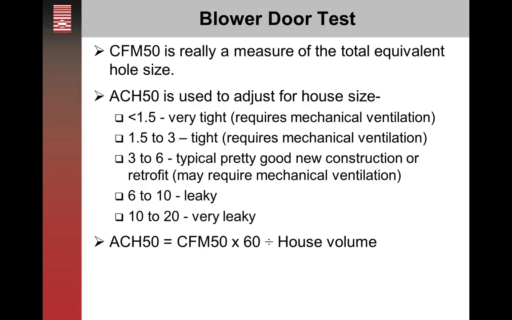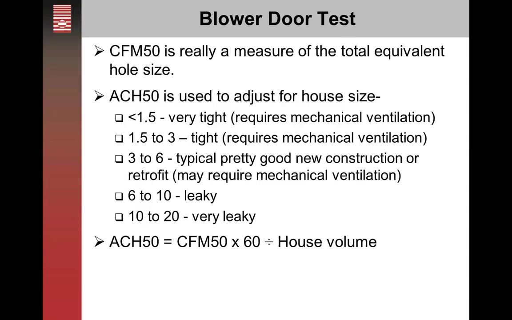But the air changes per hour at 50 pascals is used to figure out how big this leakage is when we compare house to house, even though they're different sizes. So the general guideline that we've come to use is that if the air changes per hour at 50 is less than 1.5, this is a very, very tight house and certainly will require mechanical ventilation. It's also a house where any use of atmospherically vented appliances is going to be a real problem.